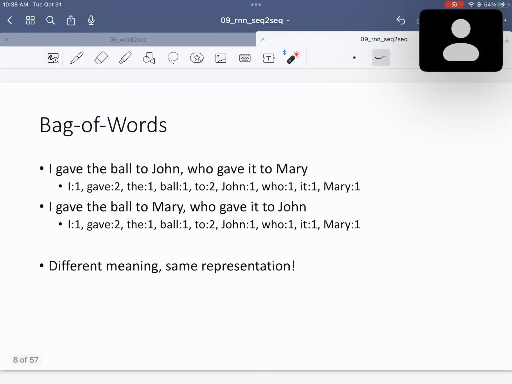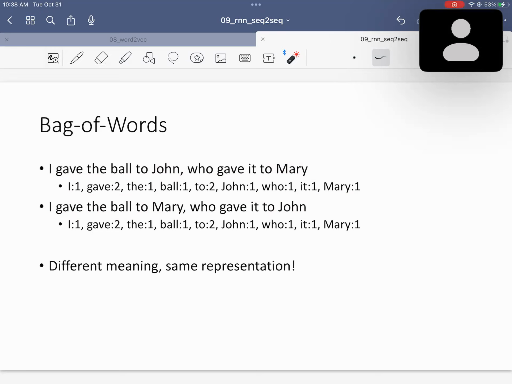The problem with that is it doesn't respect the order of occurrences. For example, this is the first sentence: I gave the ball to John, who gave it to Mary. The second one is: I gave the ball to Mary, who gave it to John. So it's a different sentence containing different meaning, different semantics. But if you convert it into a counting vector, they become the same thing, because you just switch places between John and Mary. So everything else is exactly the same, and if you simply use the counting vector, the result will be the same.